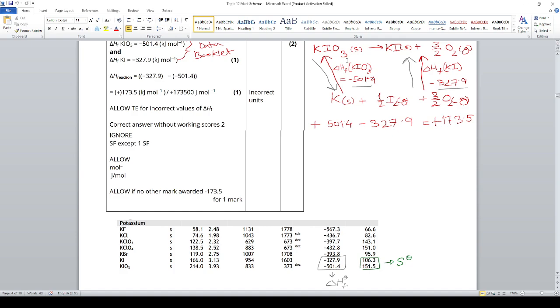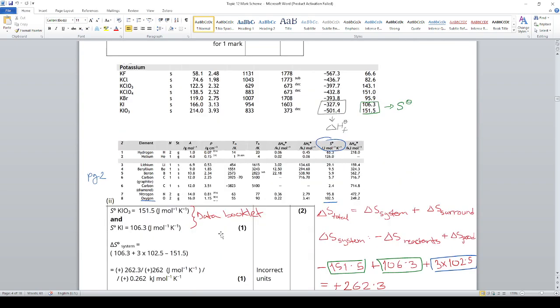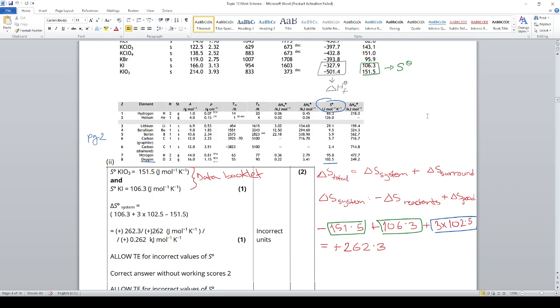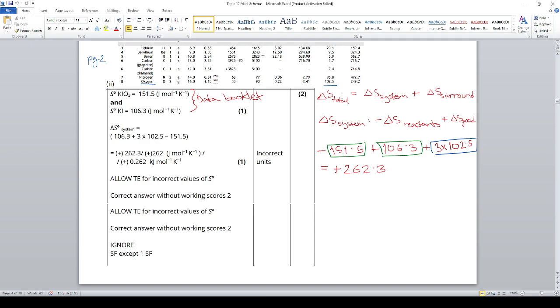So we use these enthalpies to draw our Hess cycle, and then use our Hess cycle to work out our missing enthalpy of reaction. Once we have the enthalpy of reaction, we can start working out the entropy of this reaction. So total entropy is system plus surroundings. This first question asks for the system entropy. System entropy is adding up all the reactants and making them a negative number, and then adding up all the products and adding that to that initial negative number.